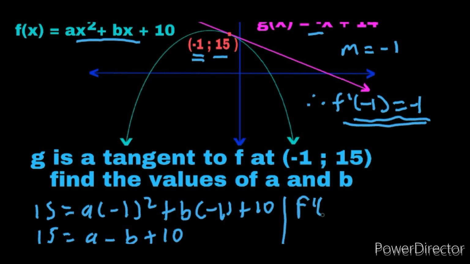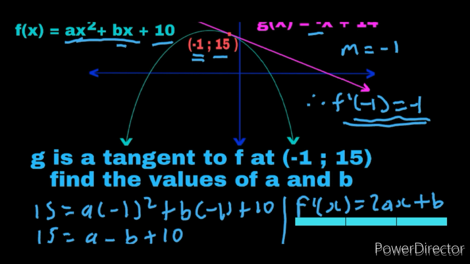So if we find the derivative, we're going to have f prime x. So we're going to have f prime x is equals to, so when we derive this part, it's just going to be 2ax. So we're going to have 2ax, and then this part is just going to be b. And of course, the constant disappears. So far we've got our derivative. So we can substitute this information.